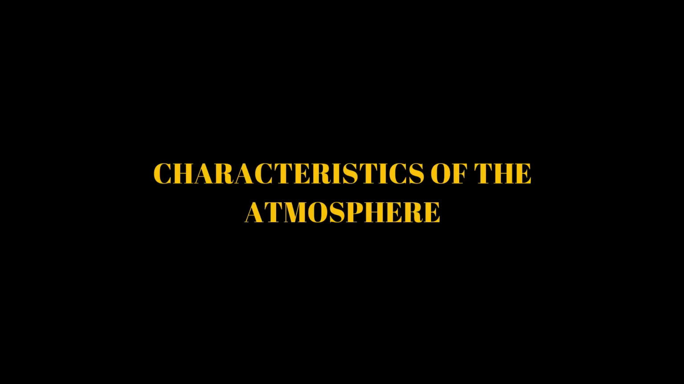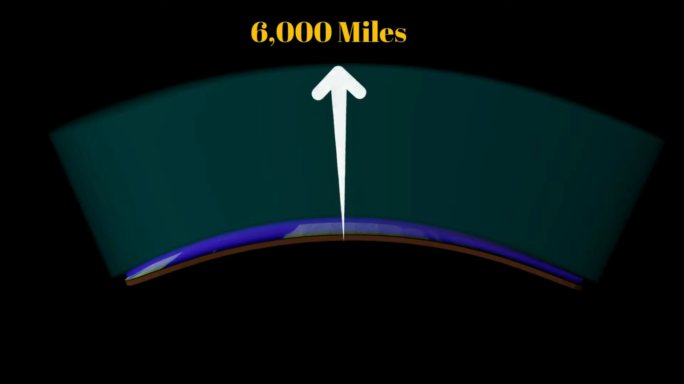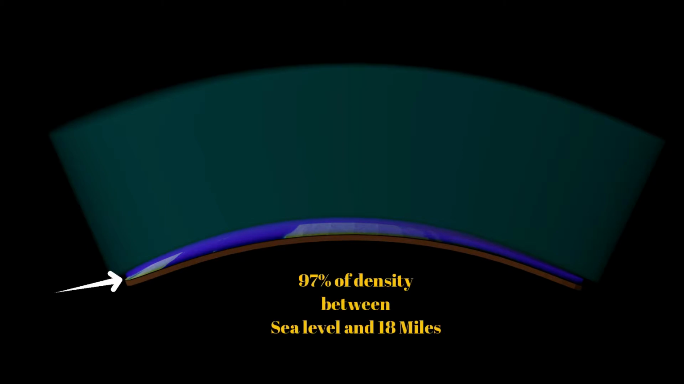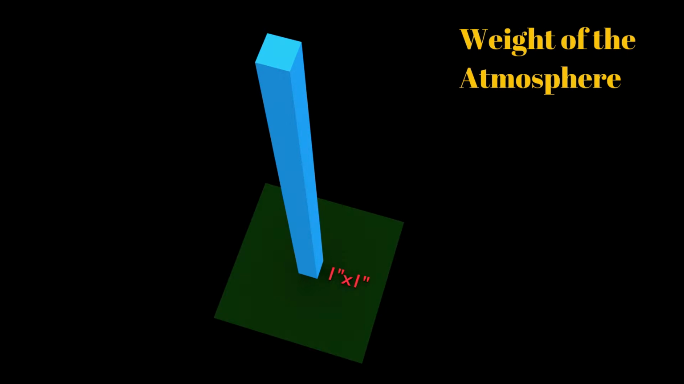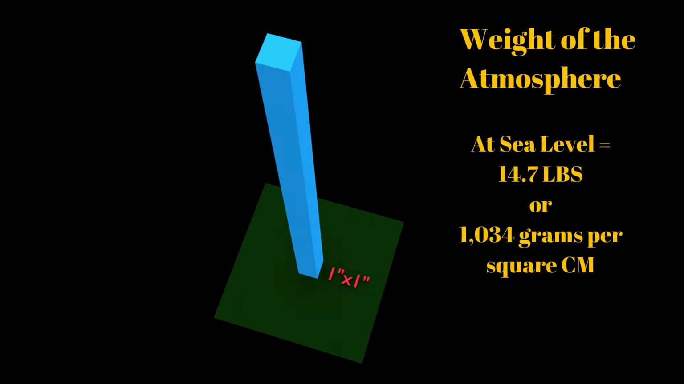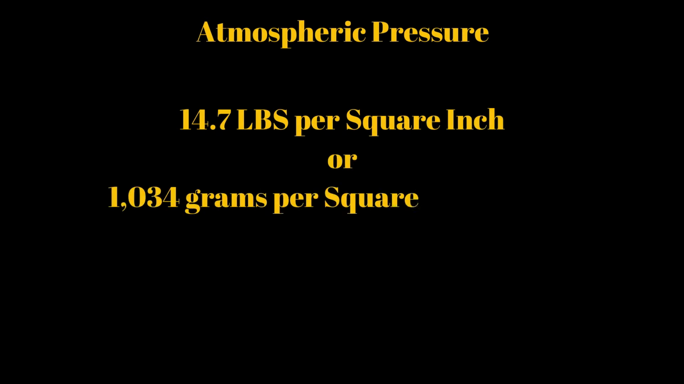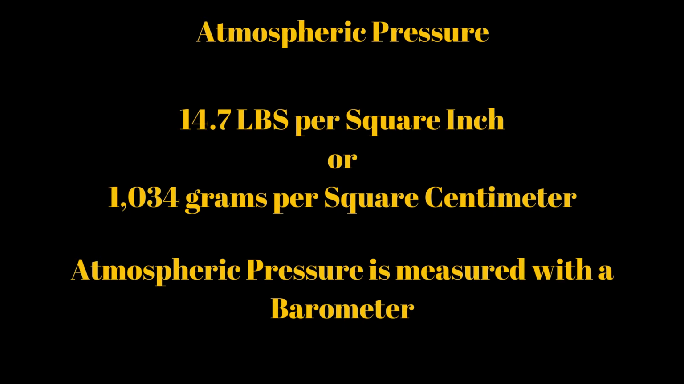Let's take a look at some of the characteristics of the atmosphere. The overall envelope stretches out to about 6,000 miles. However, 97% of its total density is between sea level and 18 miles. The weight of a 1-inch column of the atmosphere weighs 14.7 pounds, or 1,034 grams. This is known as atmospheric pressure, and stated at sea level as 14.7 pounds per square inch, or 1,034 grams per square centimeter. Atmospheric pressure is measured with a barometer.